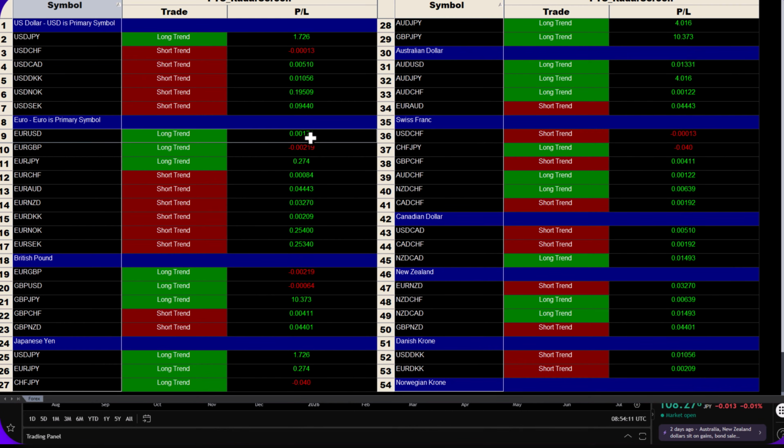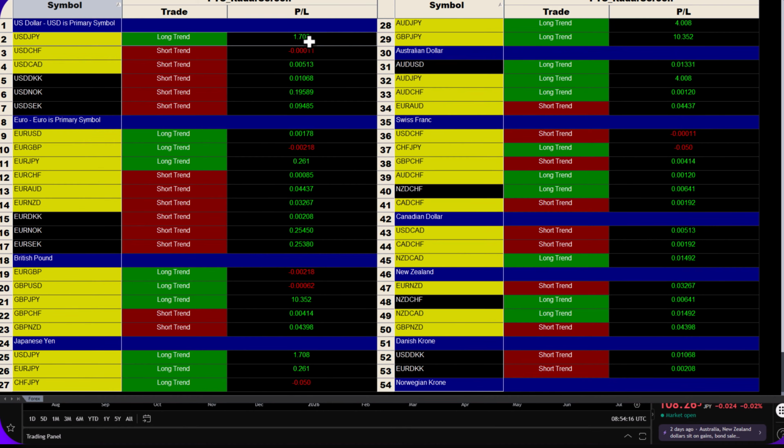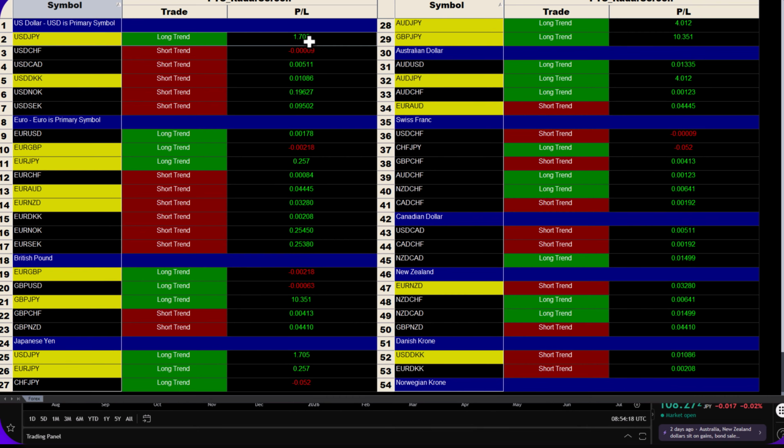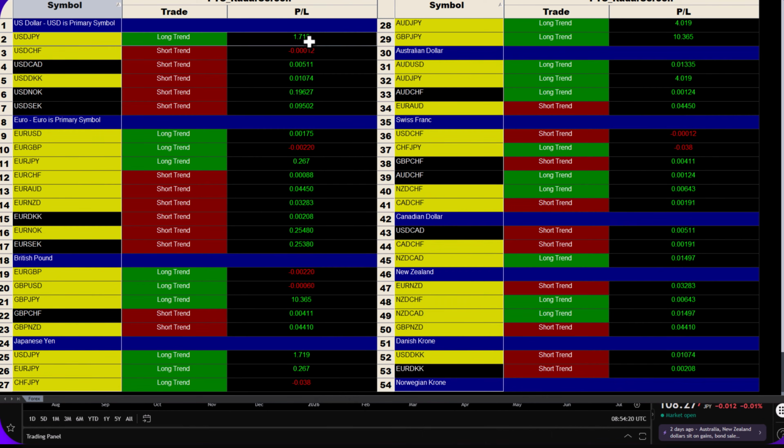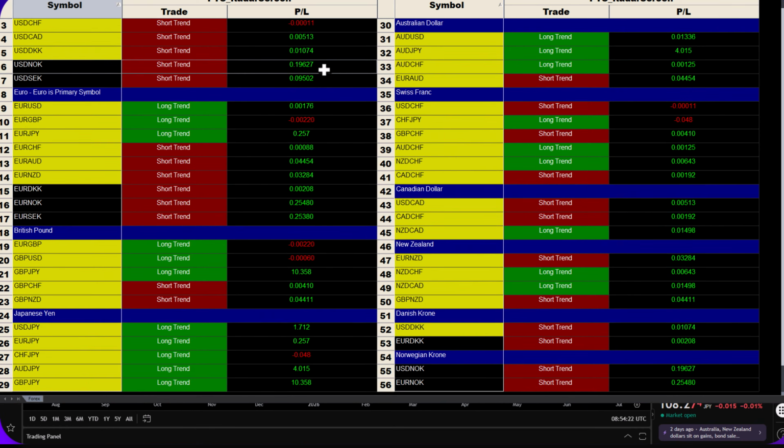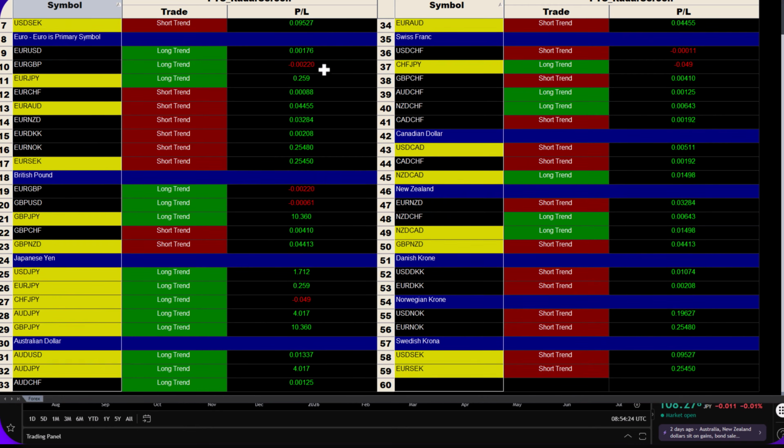It's just starting out. And like the Dollar Yen here, up 172 pips. That's quite a decent sized move for the Dollar Yen. It's probably coming to the end of its latest trend. So you can keep track of it.